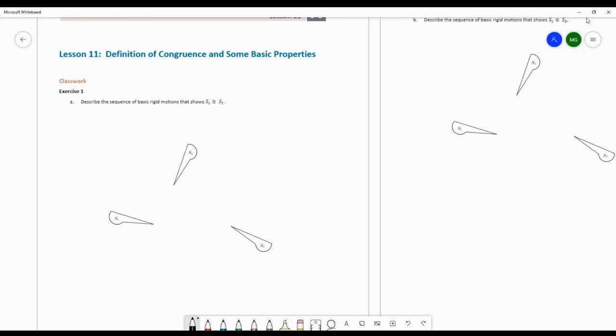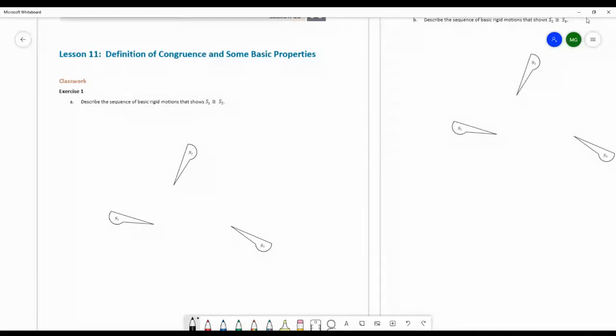Hi guys, today we're taking a look at lesson 11, definition of congruence and some basic properties. We are on page 115 of the textbook. And your target outcome for today is to know the definition of congruence and related notation. You will be able to prove two figures are congruent.